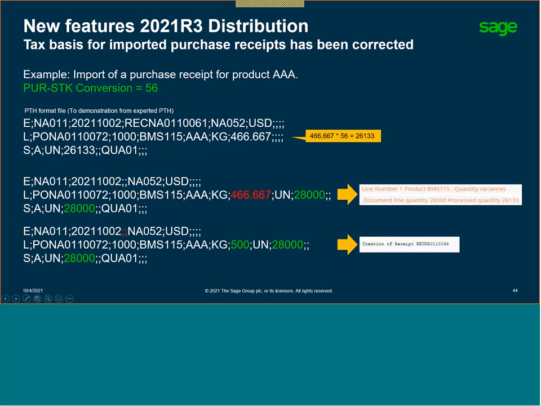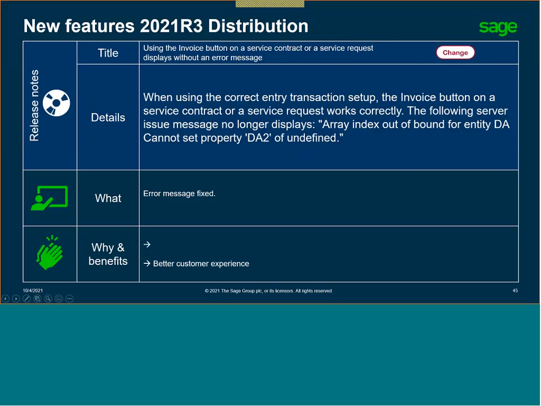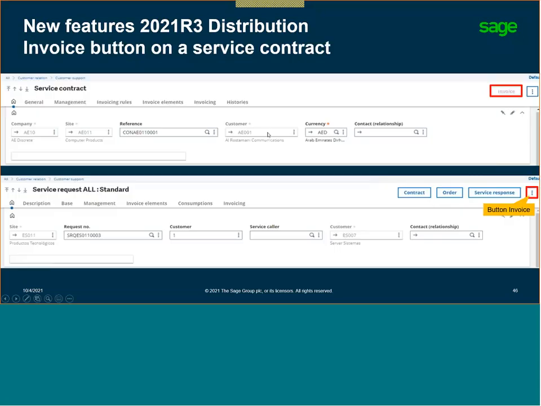Of course, this is an example with wrong data, okay, for the import. And if it has been fixed, so if it corresponds, so 500 multiplied by 56, it's 20,000. So now it's correct. The system is able to import correctly the receipt. So it's just a bug fixed. Then we have also fixed a bug in the creation of the purchase invoice from the service contract and also the service request. We may have a specific error message, so it has been fixed.